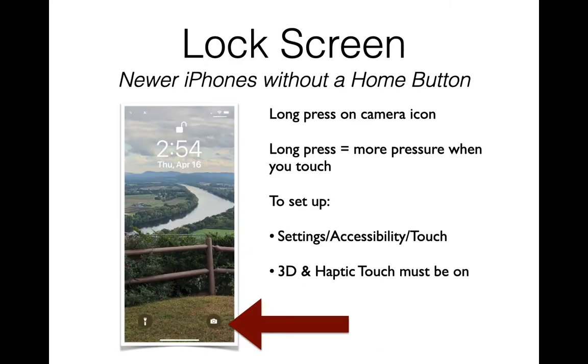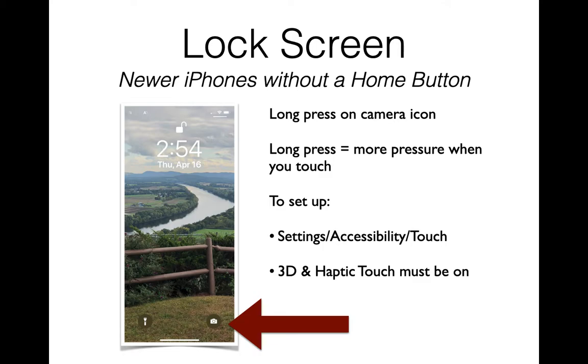Now, the newer iPhones, the 10s and the 11s, don't have home buttons. So what do you do? Well, you use something called a long press on the camera icon. Once again, it's down in the lower right-hand corner. Now, a long press is when you put more pressure on when you touch the screen. It's not just a quick tap. To set it up, you need to go to Settings, Accessibility, and then Touch. And you have to make sure that the 3D option is turned on.